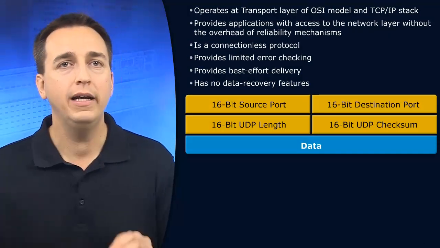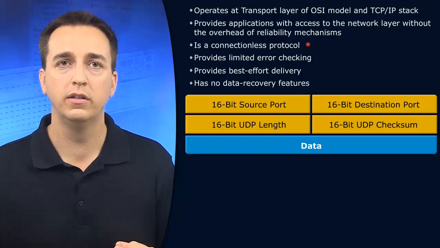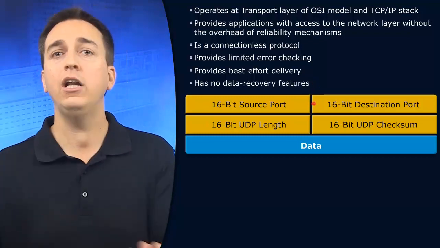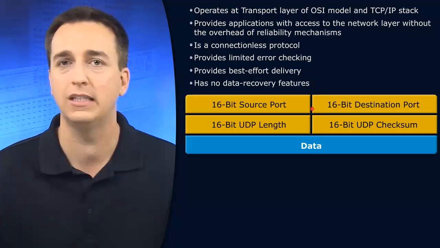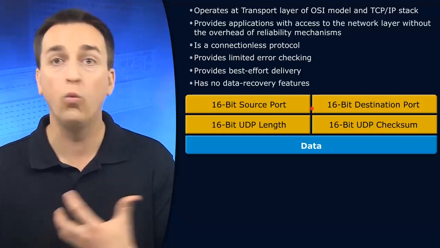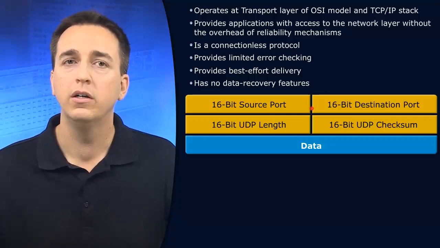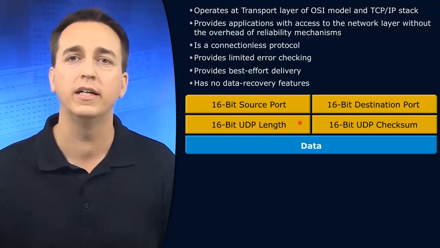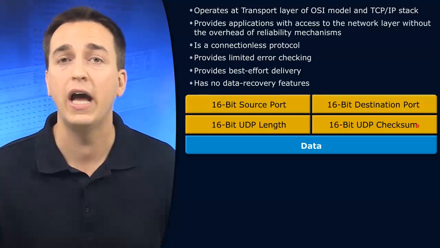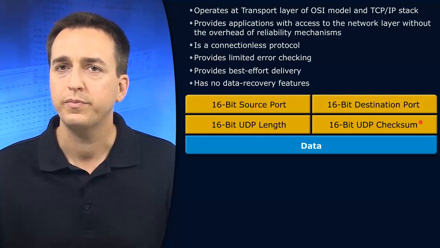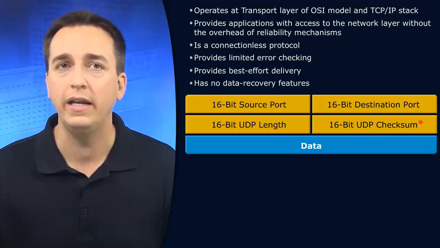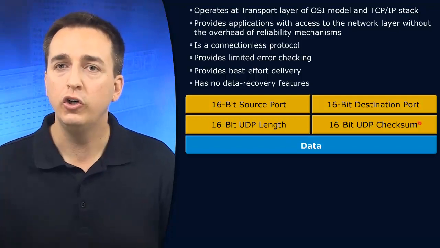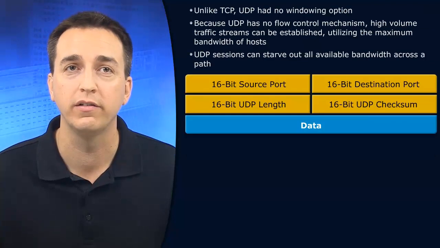Remember that UDP is a connectionless protocol. It provides best effort delivery. It has no data recovery features. So do we need all that additional information in the header, like sequencing and acknowledgements and window size or scaling? No, we just need our source and destination port. And then the information that tells us how big the header is and is the header still in check during transmission and reception. So it's very, very lightweight. However, it has the ability to starve out other protocols.